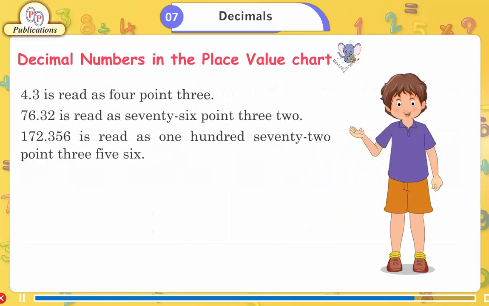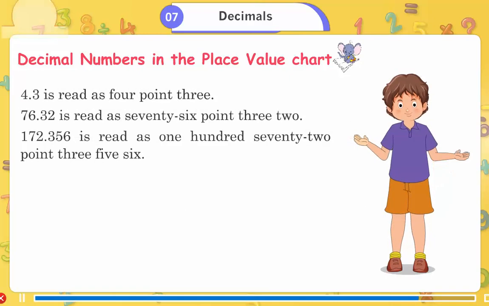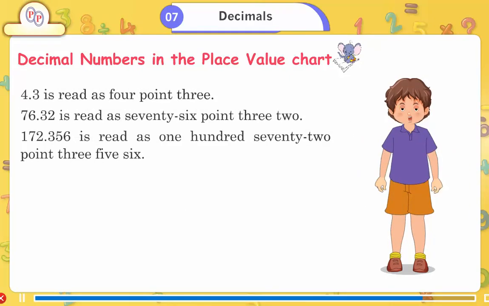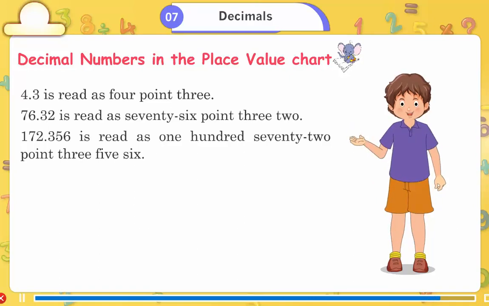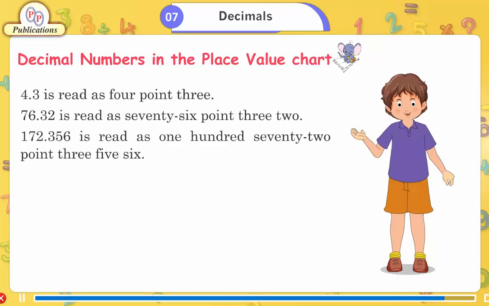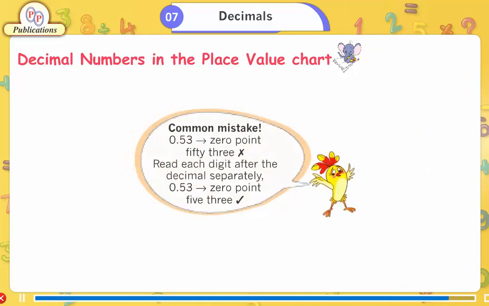4.3 is read as four point three. 76.32 is read as seventy-six point three two. 172.356 is read as one hundred seventy-two point three five six. Common mistake: 0.53 is not read as zero point fifty-three. Wrong. Read each digit after the decimal separately: zero point five three.